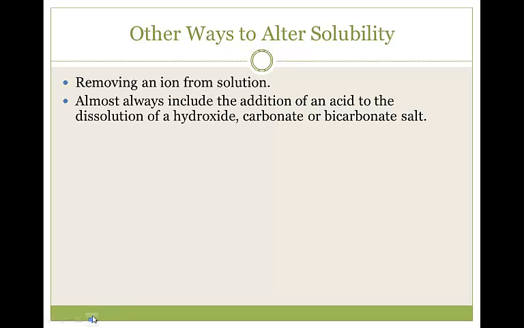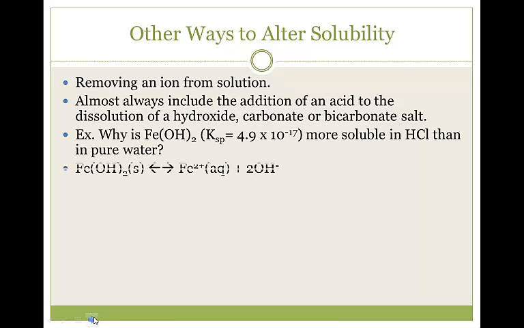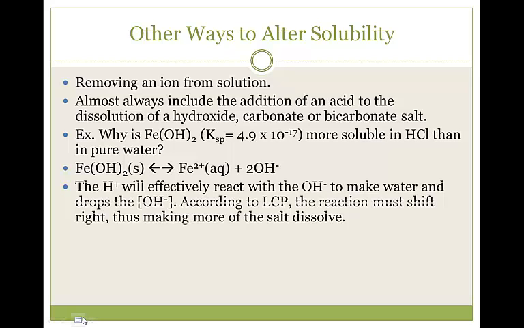The last bit of this chapter is to alter the solubility of these particular insoluble salts. So one way that we can alter solubility is to somehow remove an ion from solution, and that's most easily done with a hydroxide ion. If you add an acid to this, essentially what will happen is this hydroxide will change into water. So this system will think it's losing hydroxide, and it will shift to the right in order to compensate for that.